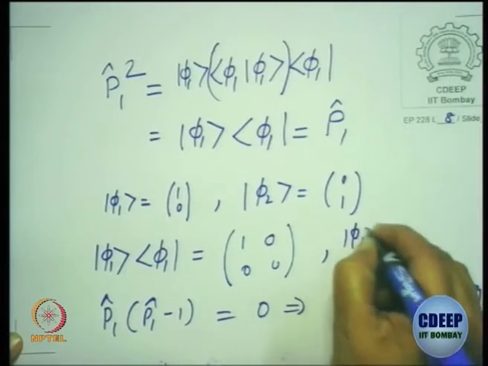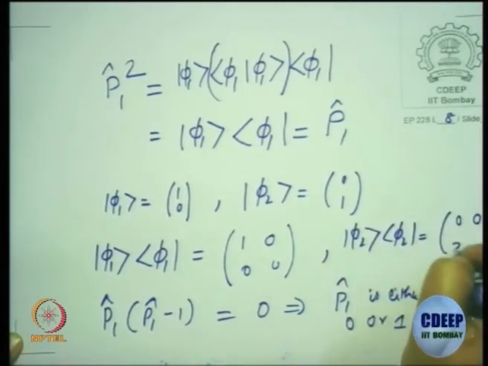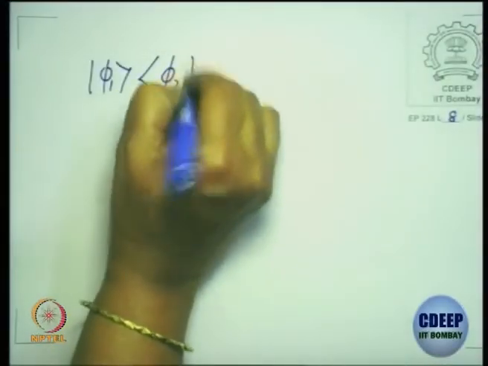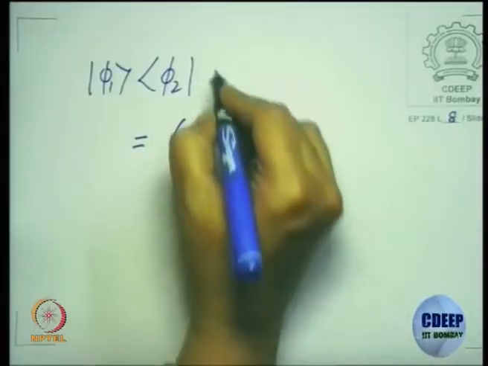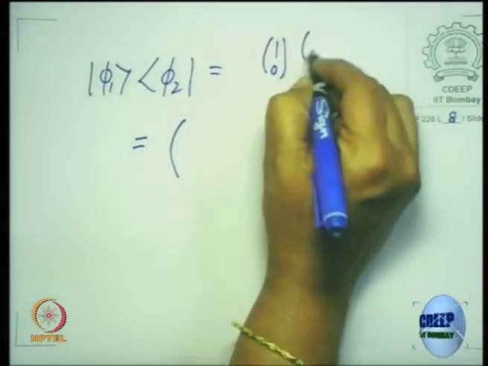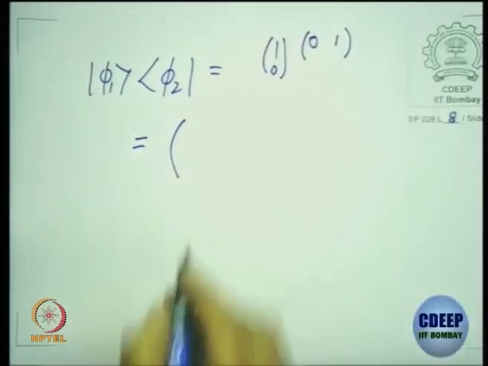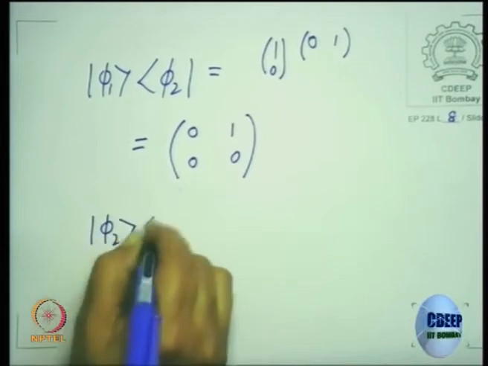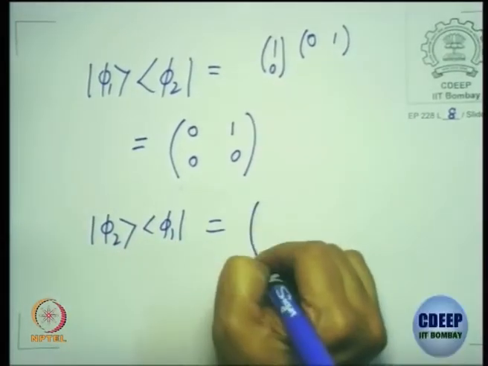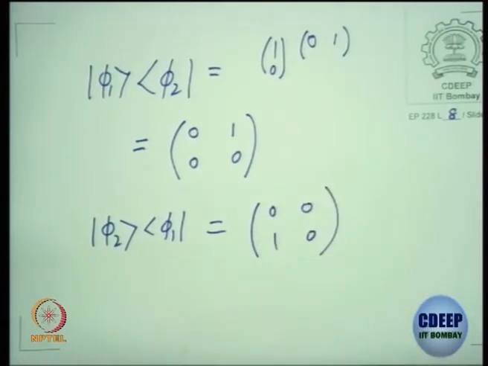then the outer product phi 2 phi 2 will be (0, 0, 0, 1). So what is phi 1 phi 2? Phi 1 phi 2 is not a projection operator, but it's still a 2x2 matrix. What is that 2x2 matrix? Someone can help me. It's (1, 0), which is a column, multiplying the row (0, 1). Is that right? Similarly, what is phi 2 phi 1? (0, 0, 1, 0).